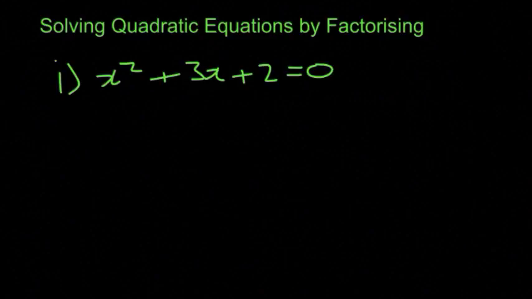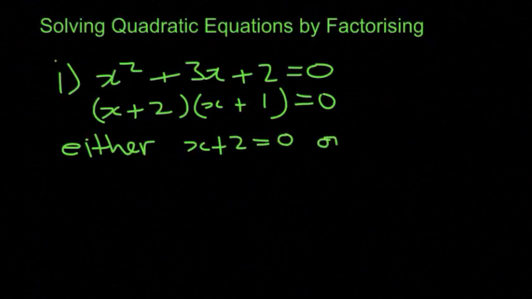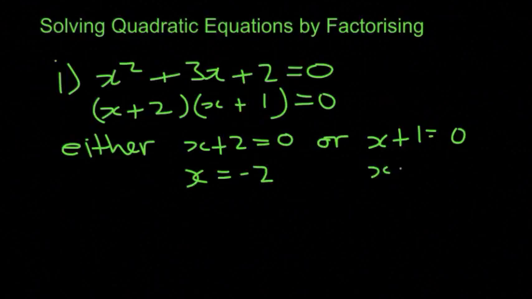Now if I factorise that, I'm going to go straight into using the brackets to factorise. We'll have x plus 2 and x plus 1. And to apply the null factor, it means that either x plus 2 is equal to 0 or x plus 1 is equal to 0. In that case, x would equal minus 2 or x is equal to minus 1. There are two possibilities for the values of x that would make that quadratic equation true.